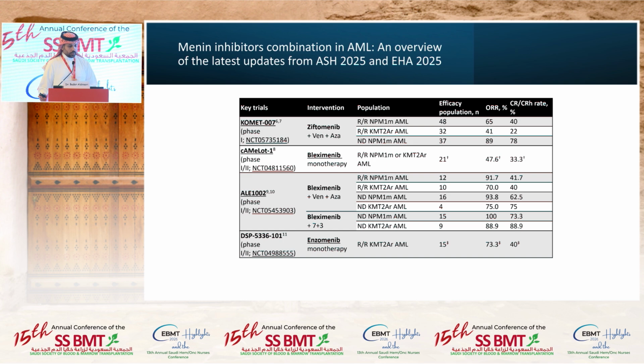I think this is my last slide. The menin inhibitor data that was presented during the previous EHA and previous ASH. Here are some updates. For example, for ziftomenib, combination with AZA venetoclax was tested in the relapsed refractory setting and also in newly diagnosed NPM1 AML. Again, you can see that there is a high overall response rate, 89%, and a high CR rate of 76%.